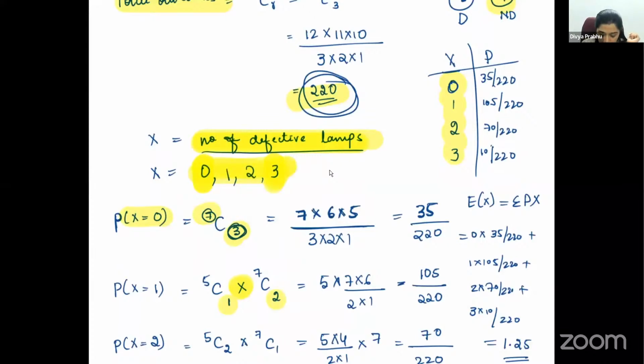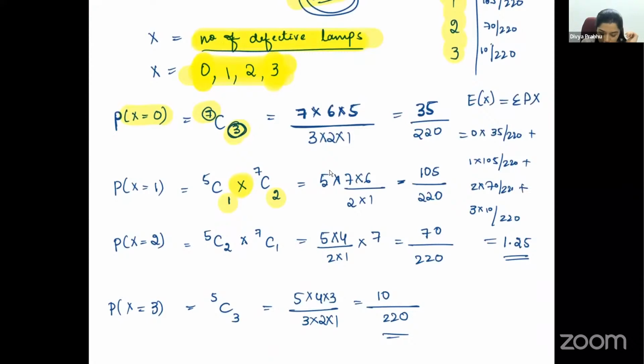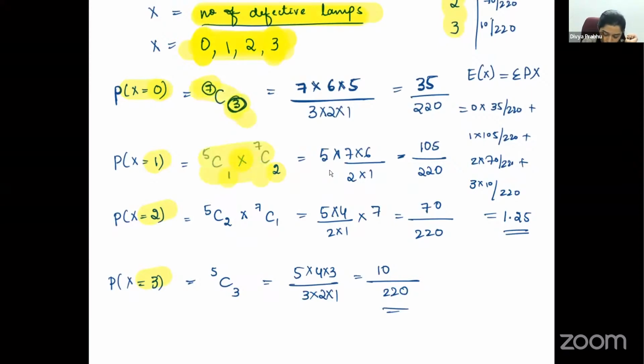Then, which are the different values x can assume? Start with 0. 0 lamps, 1 lamp, 2 lamps, 3 lamps. I'm stopping at 3 because the maximum selection is 3 itself. I can't go beyond it. Next, for every value 0, 1, 2 and 3, calculate their respective probabilities. So this is based on combinations. Correct?